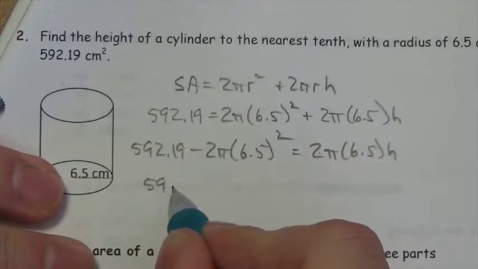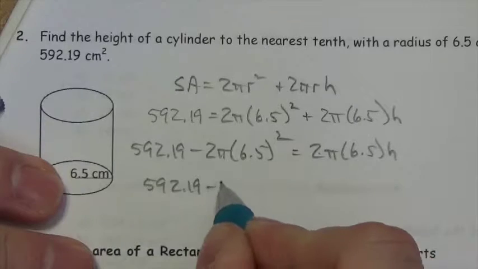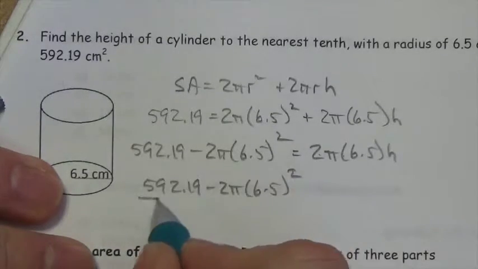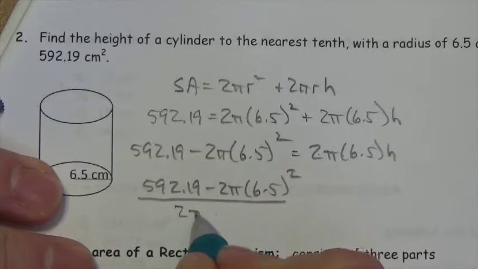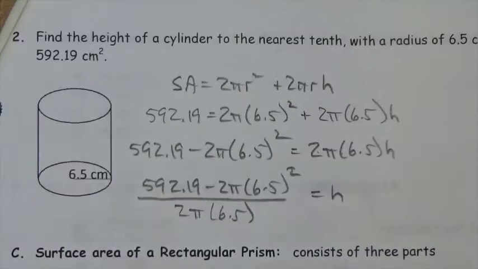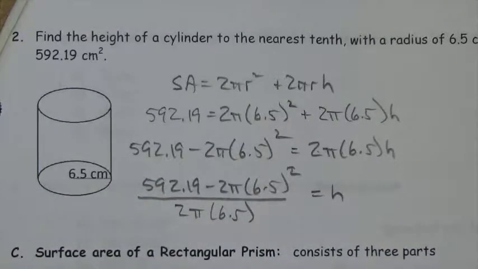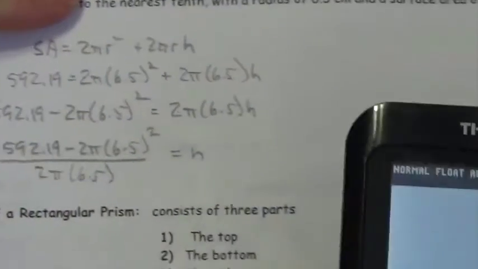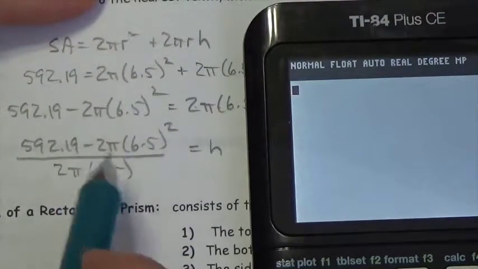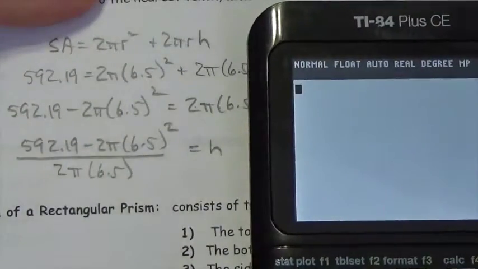So I will get 592.19 minus 2 pi times 6.5 squared, and that will all be divided by 2 times pi times 6.5. And that will give me my value for h. Now I'm going to go to my calculator. I want you to see what I'm doing here, because it is frequently the case that when a mistake gets made, it's made because people don't really know how to use the calculator.